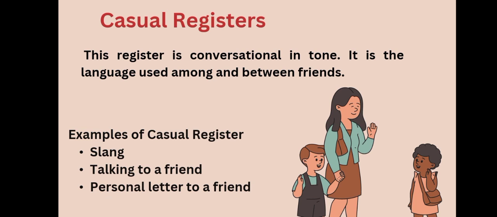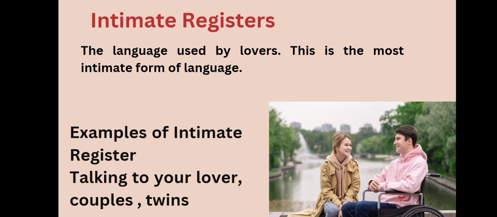So next is casual register. This register is conversational in tone. It is the language used between friends. For example, talking to a friend, personal letter to a friend. And in casual register, they don't follow standard and societal rules, but they follow specific rules and norms of the group. So the last one is intimate register, the language used by lovers.